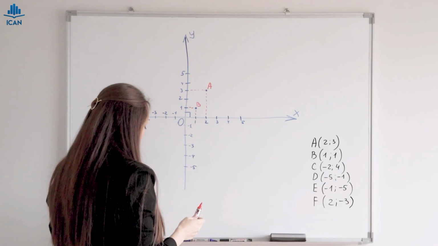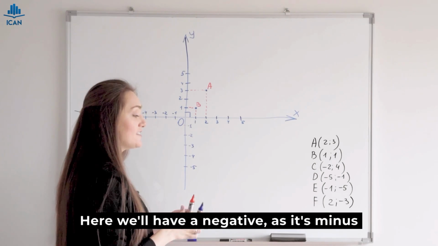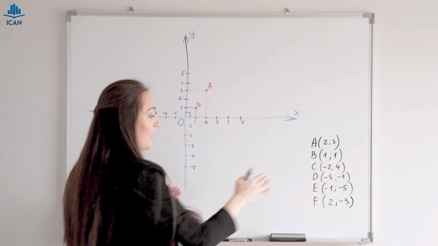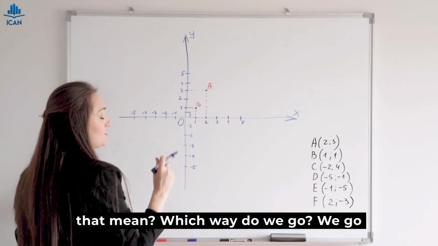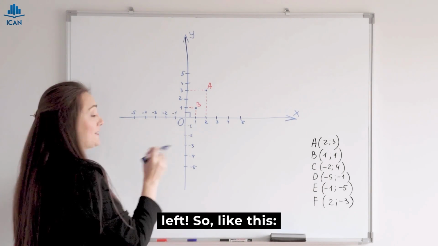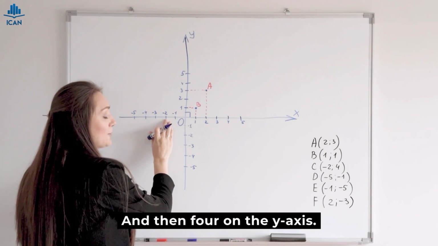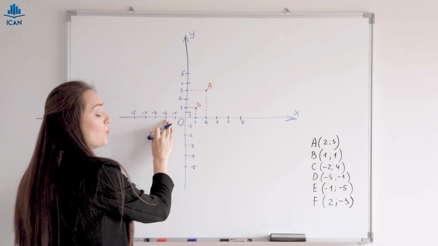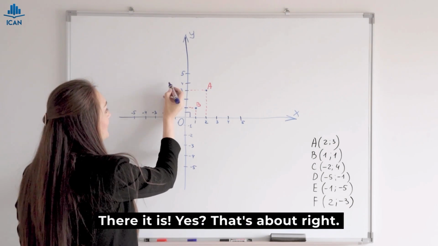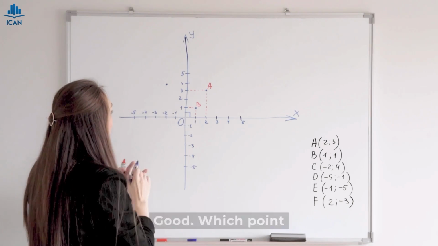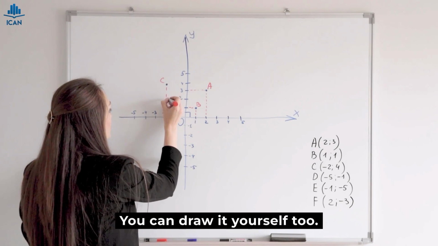The next point is C. Here we'll have a negative, as it's minus 2 on the x-axis. What does that mean? Which way do we go? We go left. So like this, 1, 2. Okay. And then 4 on the y-axis. 1, 2, 3, 4. There it is. Yes, that's about right. Good. Which point is this? You can draw it yourself too.